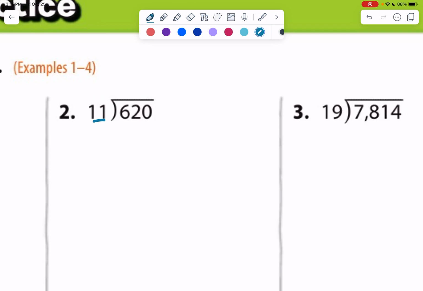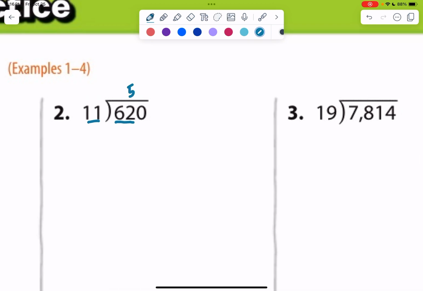So 11, can we make a group of 11 out of 6? No, but we can make groups of 11 out of 62. And let's see here, 11 times 5 is 55. 11 times 6 is 66. It's got to be 5. 5 times 11 is 55. Then we subtract. All right. So 62, take away 55. 5 more to get to 60, then 2 more. That's 7. Or you could have borrowed and regrouped.